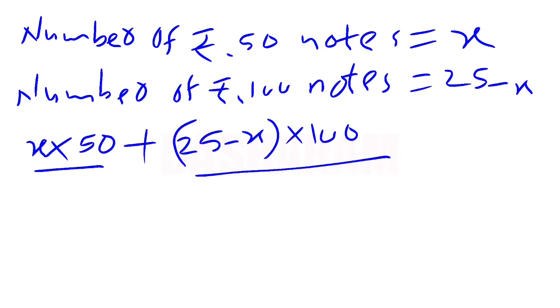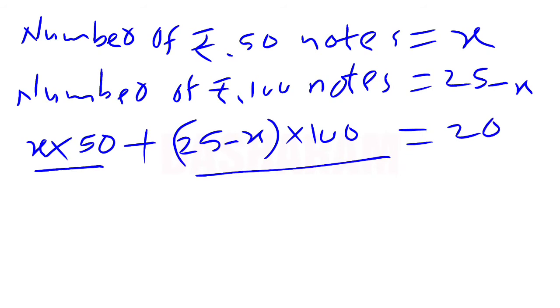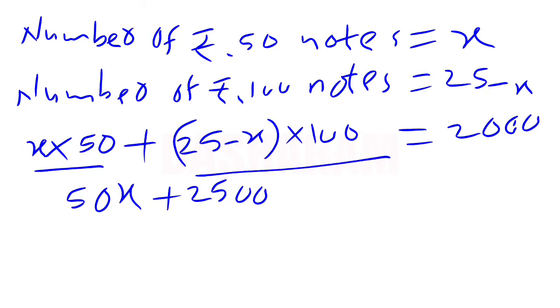So let's add. It equals the total amount received by Ramu, which is 2000 rupees. So it equals 2000. So now x into 50 is 50x plus 25 into 100 is 2500 minus x into 100 is 100x.